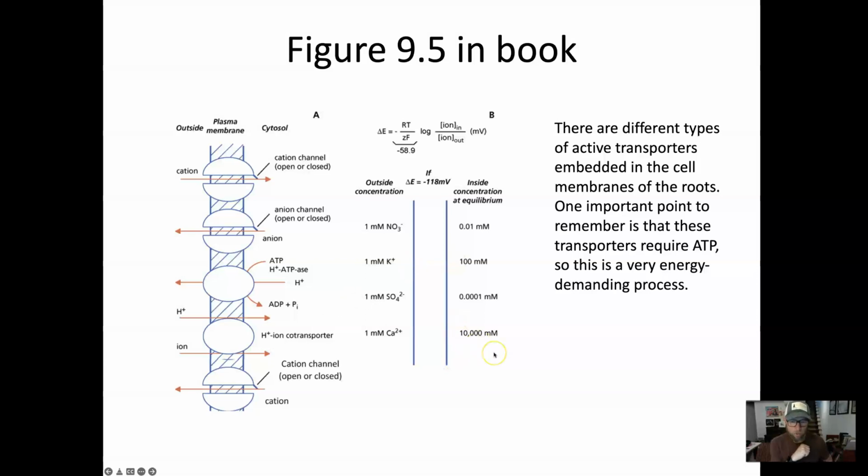The other thing I just want to point out is this example of the concentration of some nutrients outside the root system versus inside the root system. For some of these nutrients, you have relatively low concentration outside the root. We're looking at calcium now, or we could look at potassium. And then we have relatively high concentration inside the root.